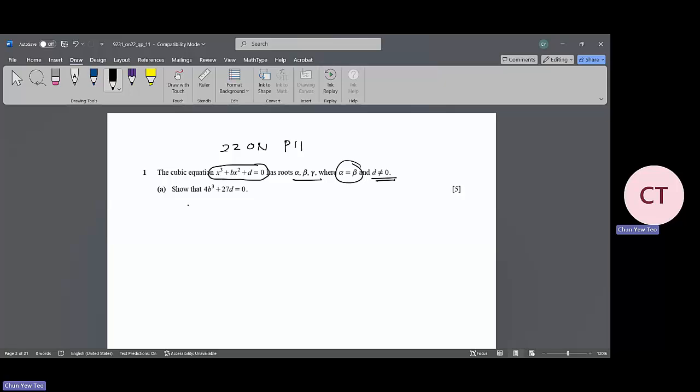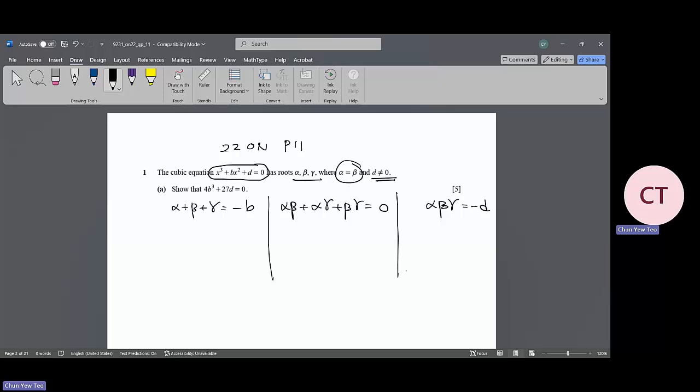Here, we can list out the relationships. Alpha plus beta plus gamma is negative b. Then alpha beta plus alpha gamma plus beta gamma is 0. And alpha beta gamma is negative d. So first of all, we list out these three relationships.